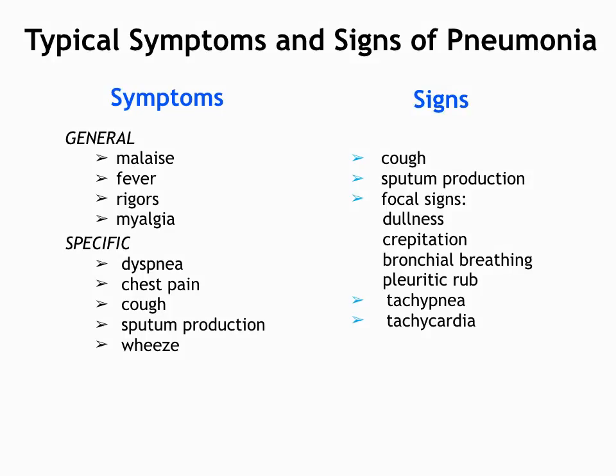These are the typical signs and symptoms of a child with pneumonia. They may be general or specific, and the most common signs are cough and sputum production in children.